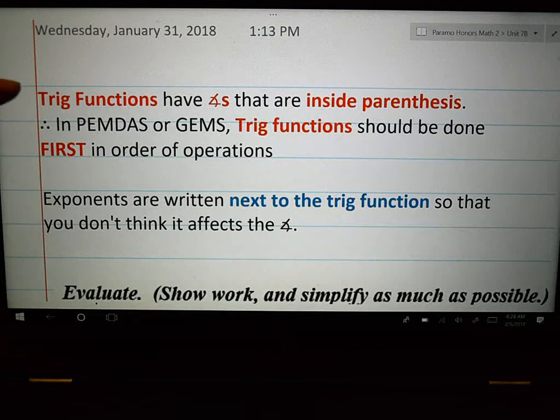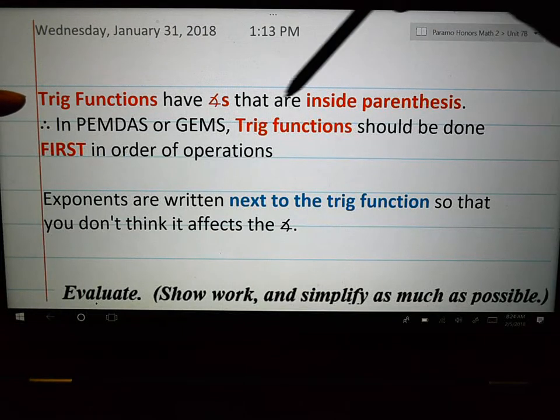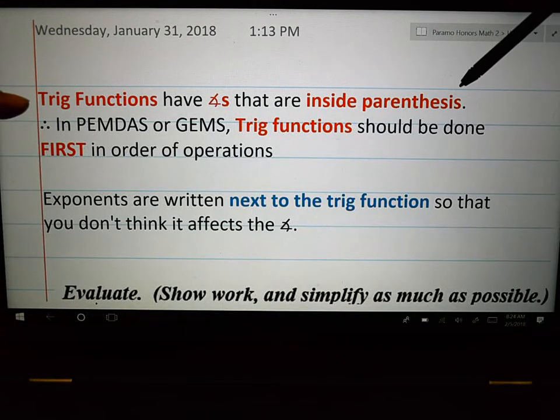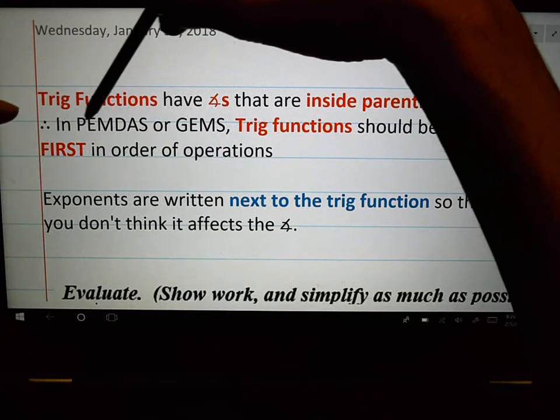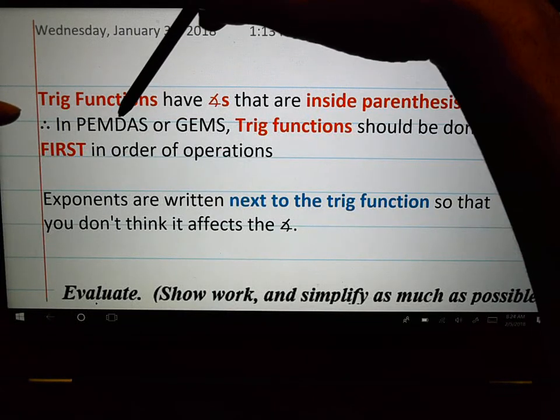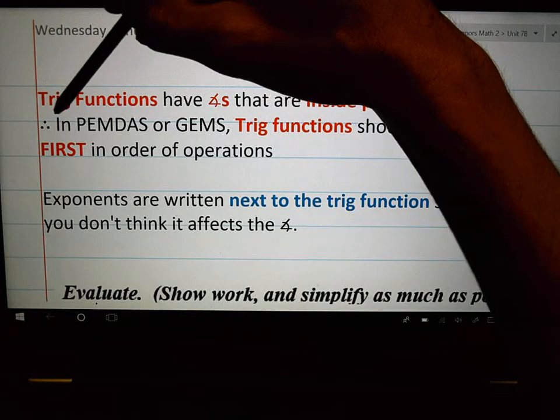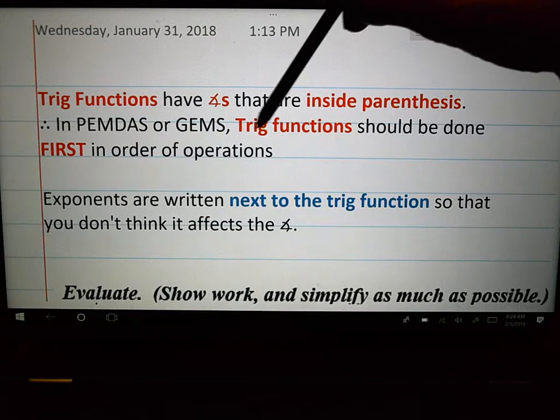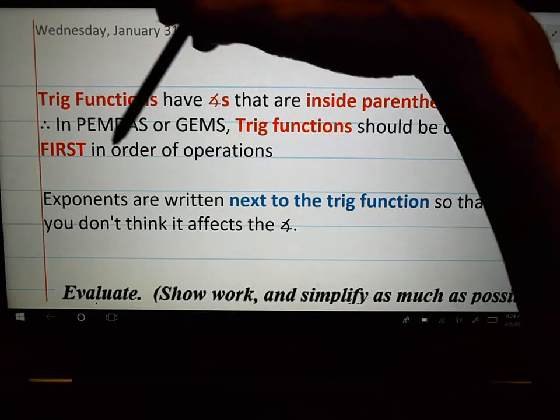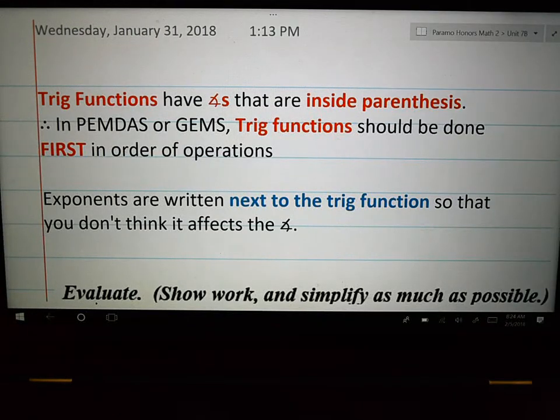But here we go. Trig functions have angles that are inside parentheses. Please excuse my dear Aunt Sally, in order of operations, or therefore, I'm sorry, that's what the 3 dots means. The 3 dots means therefore. Therefore, in order of operations, trig functions should be done first as you do these things.